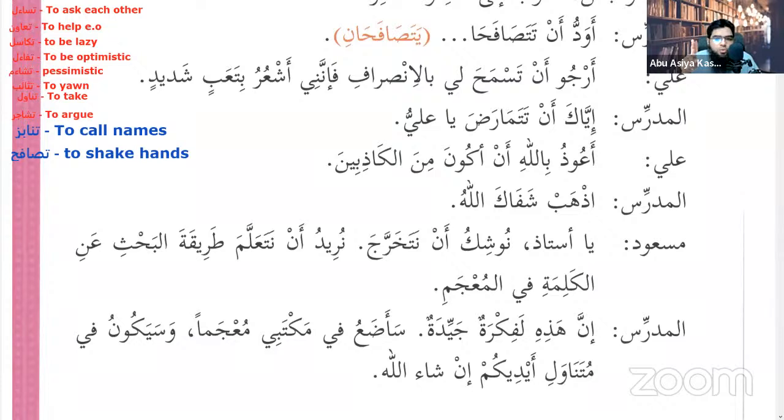Iyyaka, we used with waw before. Iyyaka wal kalba, beware of the dog. Iyyaka wal hasada, with a waw. If you remember last time. But if a verb is coming, a masdar mu'awwal is coming, we can remove the waw. That's why he's using it. Iyyaka wa an tatamarada, no. Iyyaka an tatamarada. So tatamarada is to act to fall sick. See, just a verb, yeah?